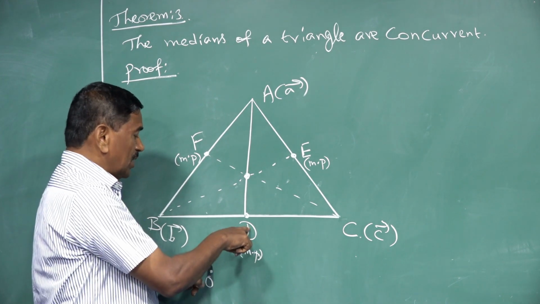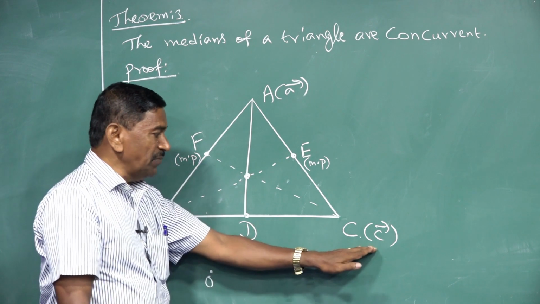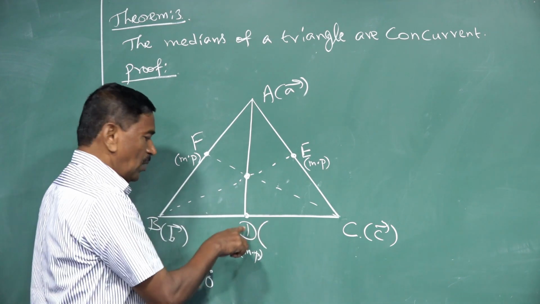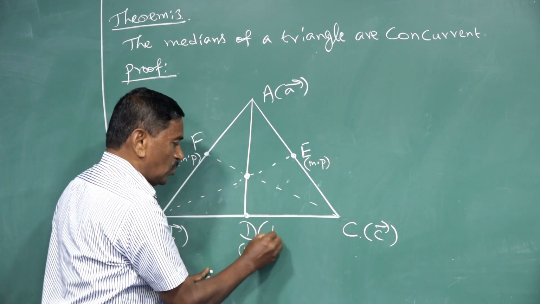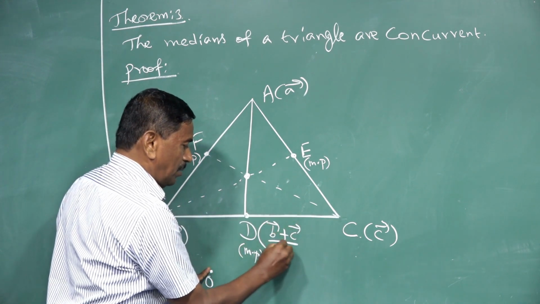Therefore, OD vector is equal to B vector plus C vector by 2.